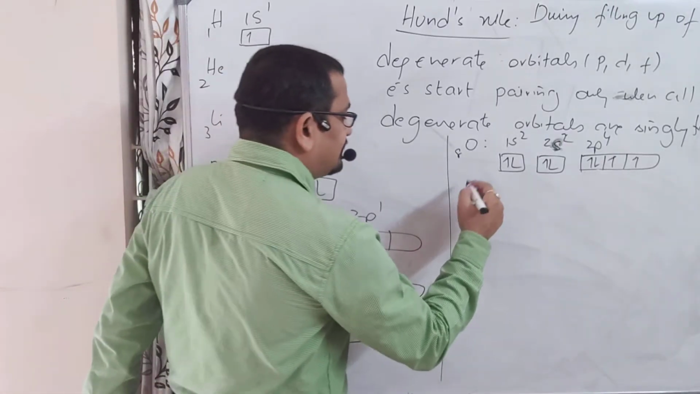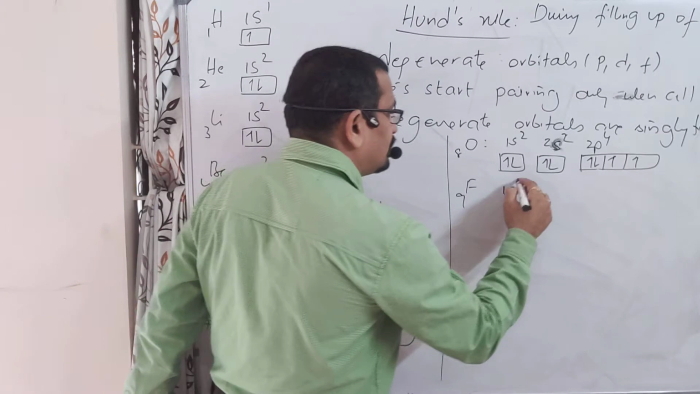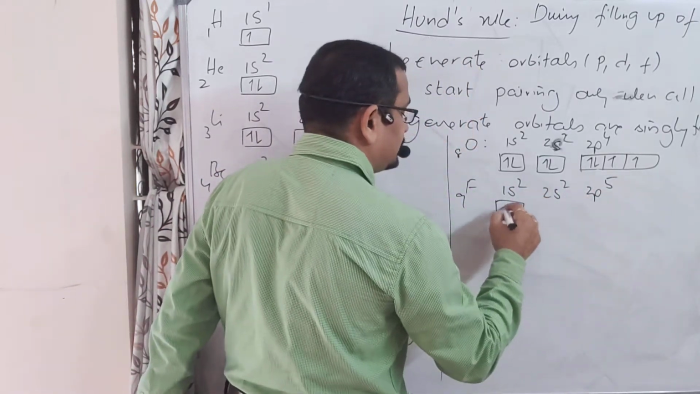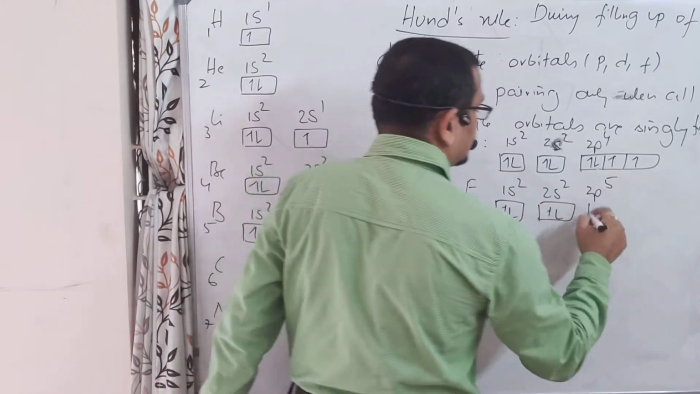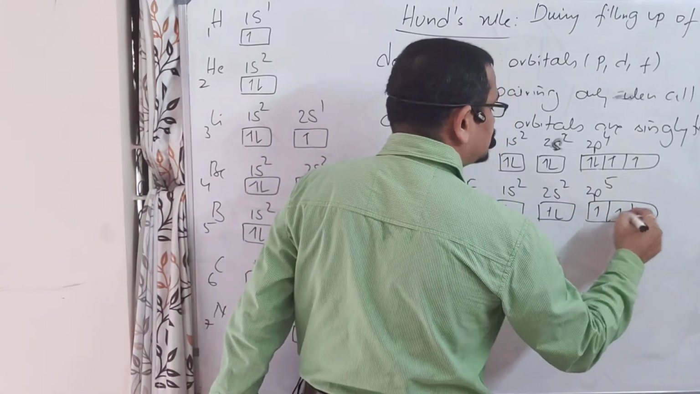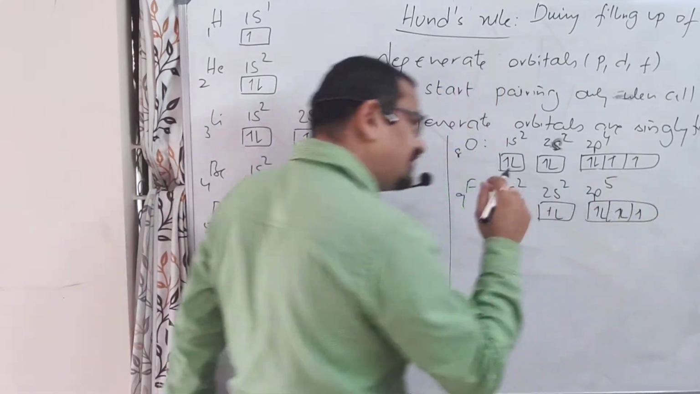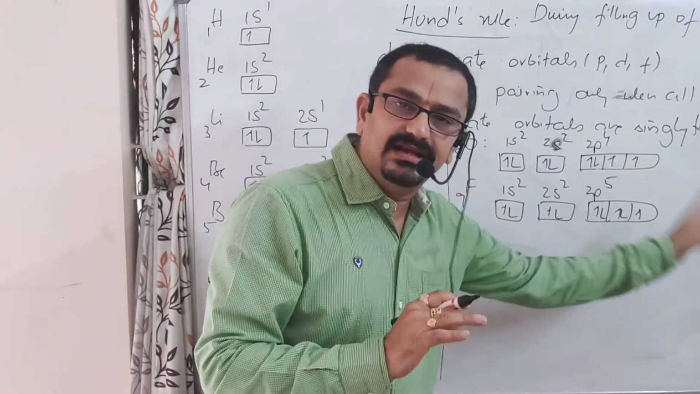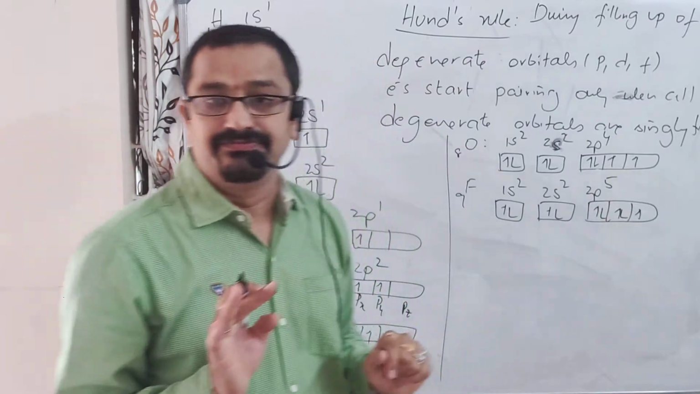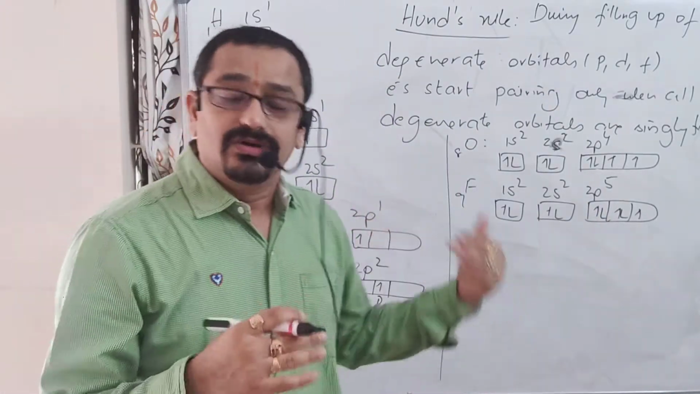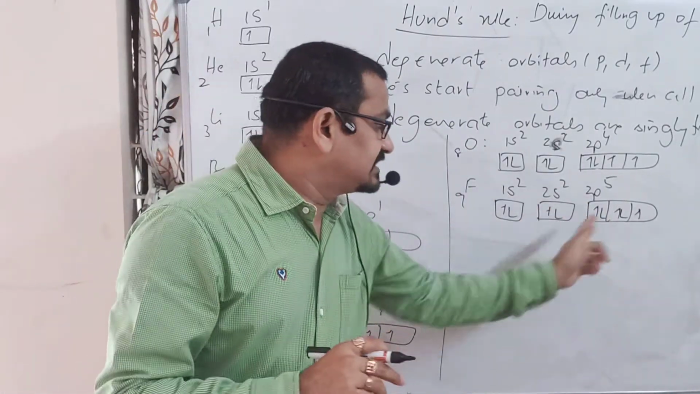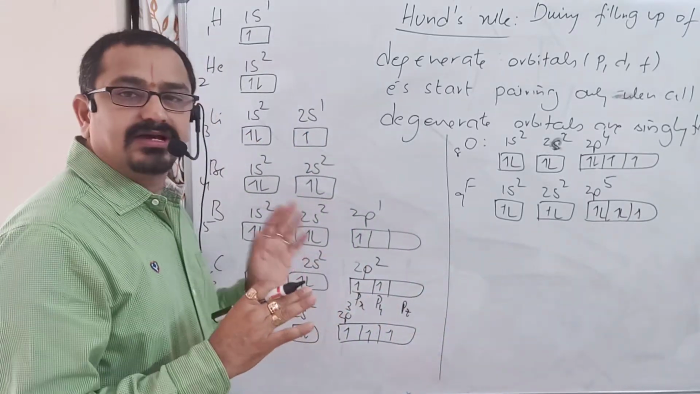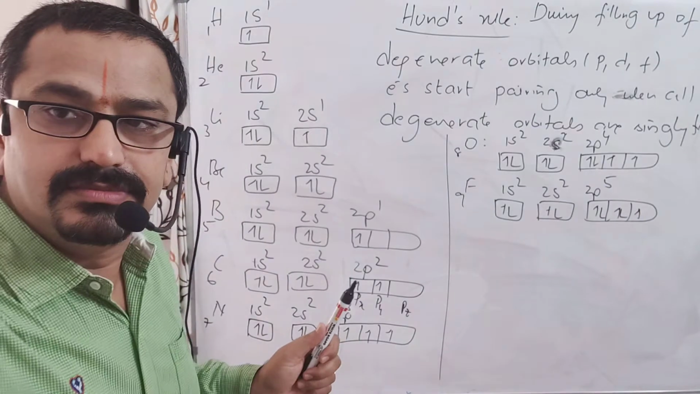Okay, now fluorine 9. It is now simple. 1s2, 2s2, 2p5. So 1, 2, 3, 4, 5. Every time whenever such degenerate orbitals come, first you fill single electrons, then only you start pairing. Otherwise it may lead to a mistake. That's why fill the single electrons and then start pairing. So this was given according to Hund's rule.